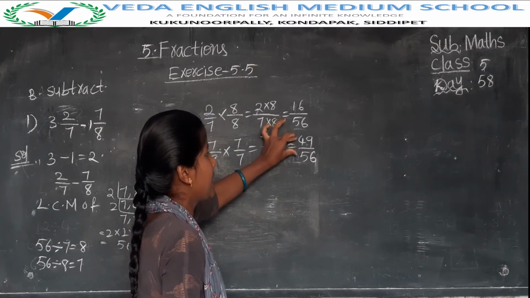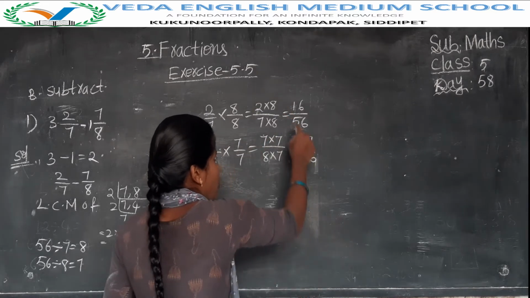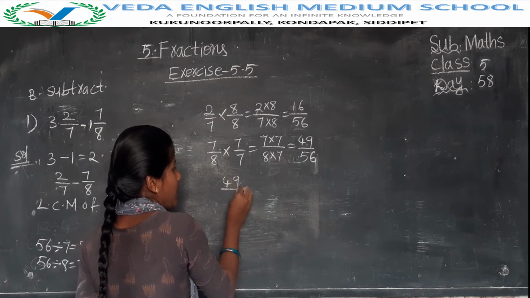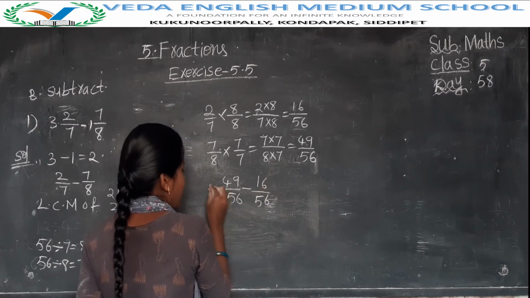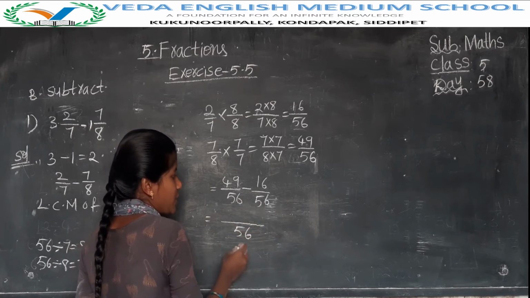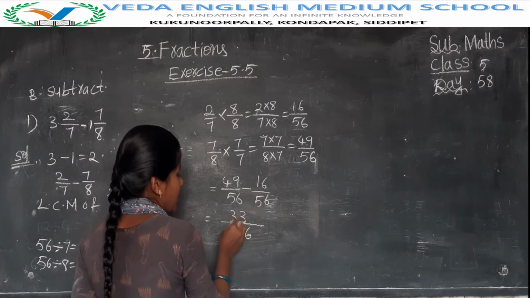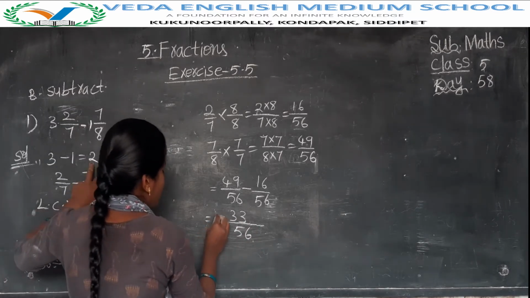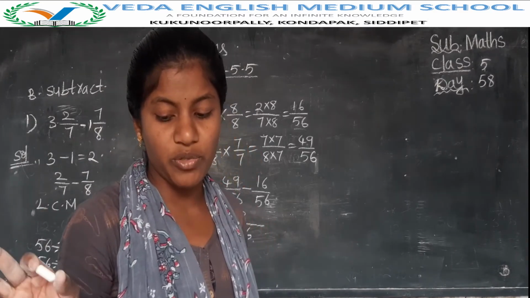Here you have to subtract the smaller number from the greater number, because subtracting the greater number from the smaller number is not possible. So you have to subtract 49 by 56 minus 16 by 56. Denominators are equal, so take only one denominator, that is 56. 9 minus 6 is 3, 4 minus 1 is 3. Now 33 by 56. Before, we got one number, that is 2. So 2 into 33 by 56 is the answer.